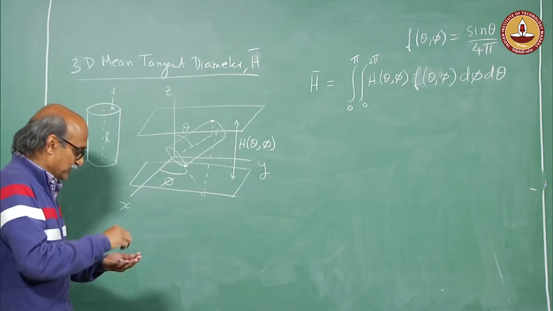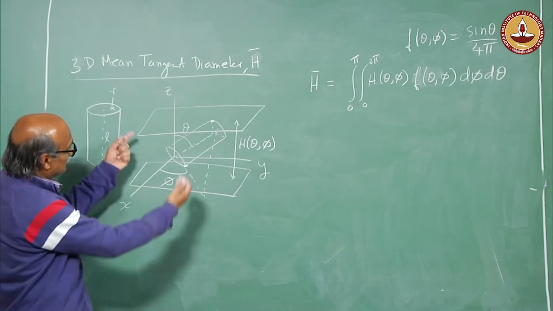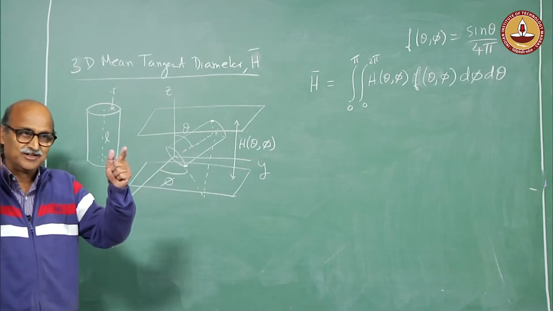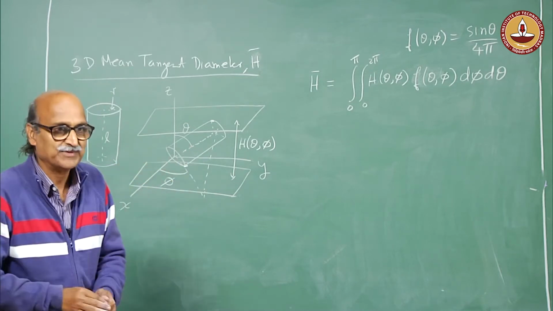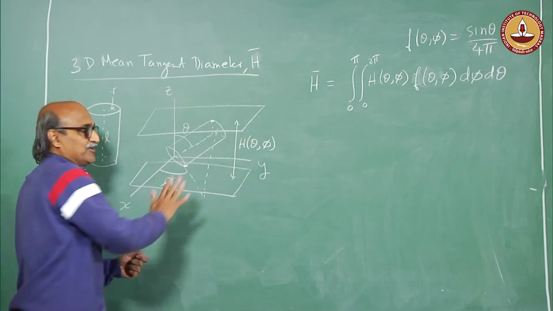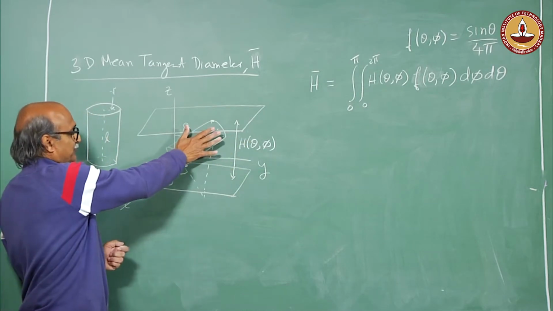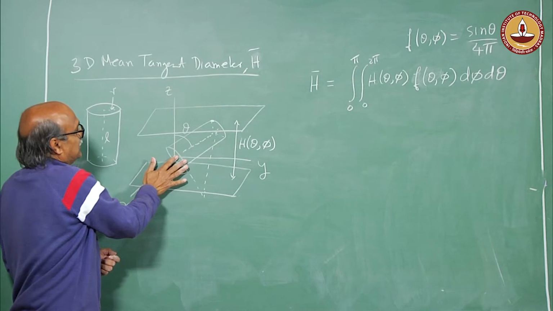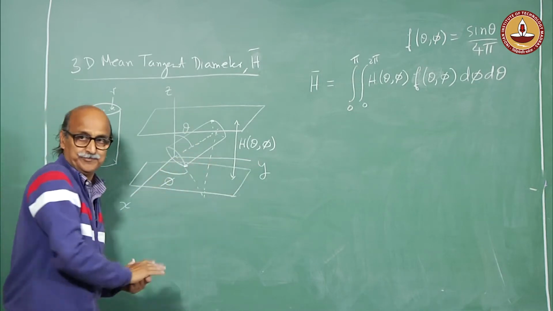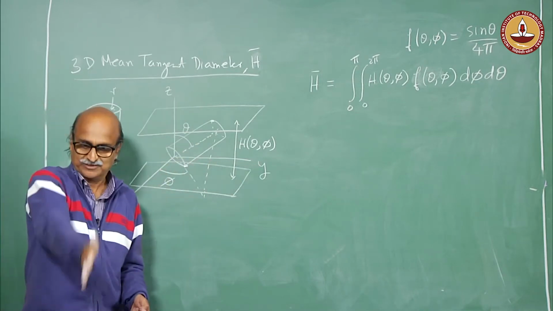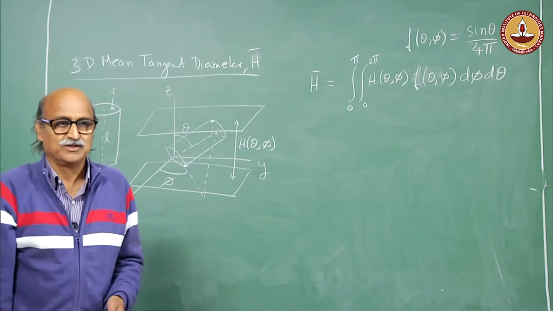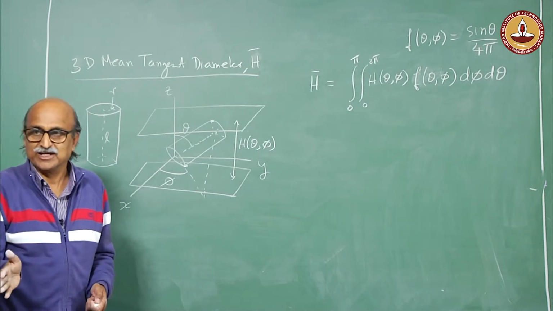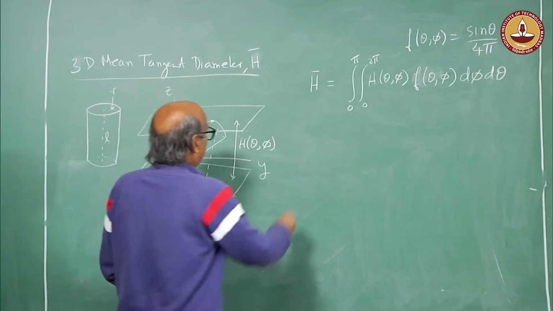Now, we can further simplify it. Instead of looking at this diagram in 3 dimensions, let us reduce it down to 2 dimensions. Since it does not vary with phi, I position the cylinder such that the axis is in the yz plane and then take a section. So, what will I get? I will get a rectangle.